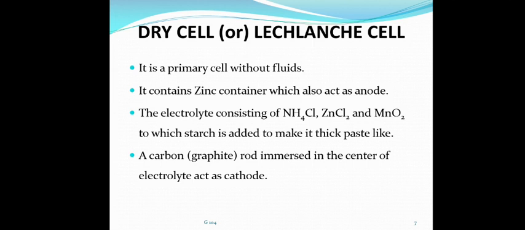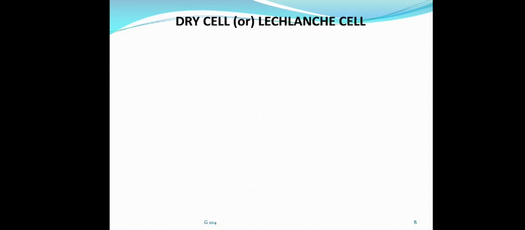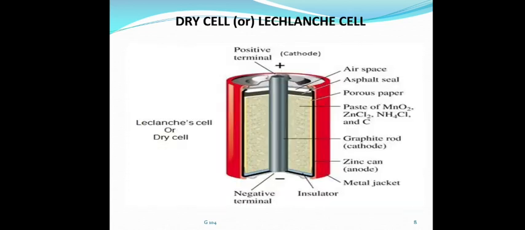And at the center of this zinc container, there is a carbon rod, a graphite rod immersed, that acts as cathode. So you see here, the red colored is the zinc can, or zinc container, that acts as anode. This container acts as the zinc anode. The middle one is called the graphite rod, that acts as cathode.